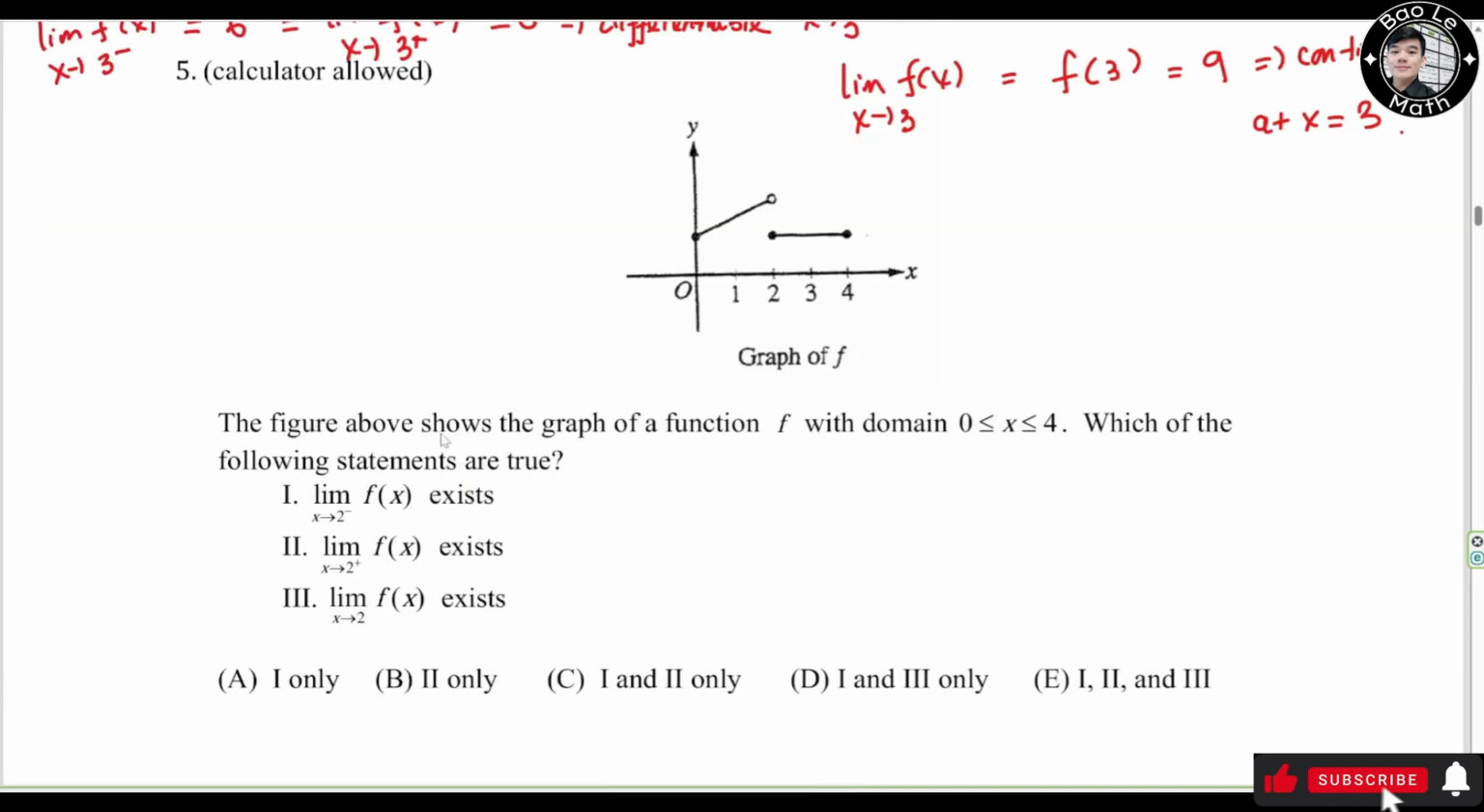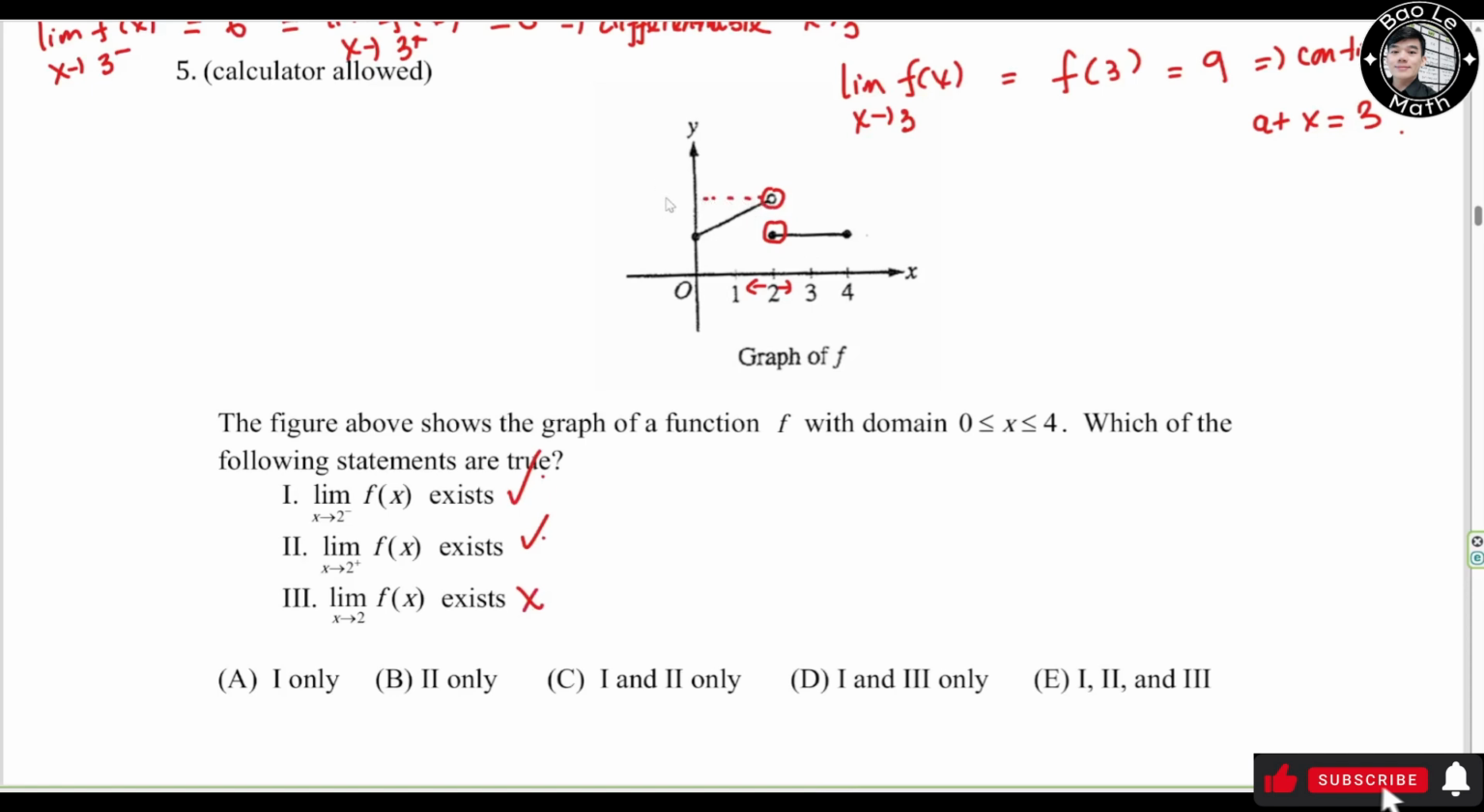Question 5. The figure above shows the graph of a function f with the domain 0 to 4. Which of the following statements are true? Number 1. Limit of f of s when s approaches 2 minus is this. Alright, so 2 minus, which means this guy right here. Right? So we're going to pick this guy right here. Yes. Right? Limit of f of s when s approaches 2 plus, which means 2 to the right, right? Which is we're going to pick this guy right here. Yes. Right? Is the limit of f of s when s approaches 2? No.